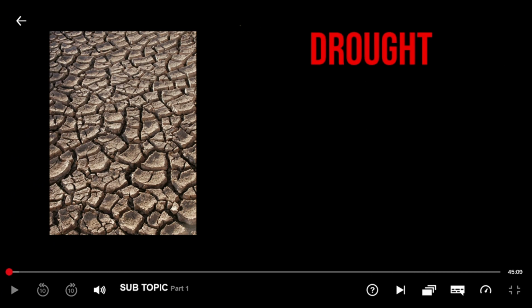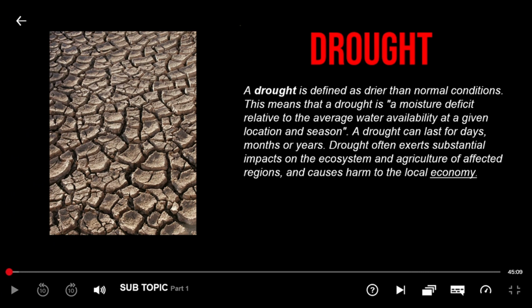The first effect of climate change would be drought. A drought is defined as drier than normal conditions. This means that a drought is a moisture deficit relative to the average water availability at a given location and season. A drought can last for days, months, or years. Drought often exerts substantial impacts on the ecosystem and agriculture of affected regions and causes harm to the local economy.